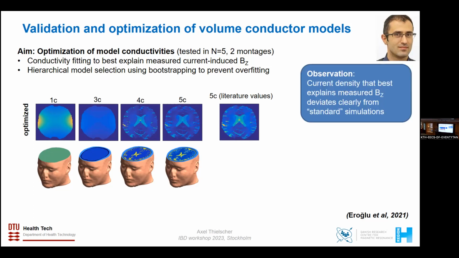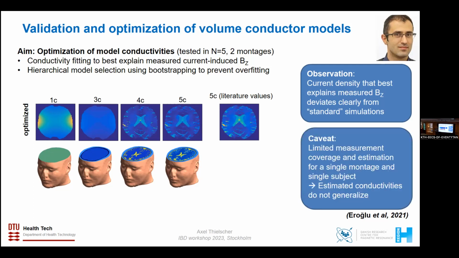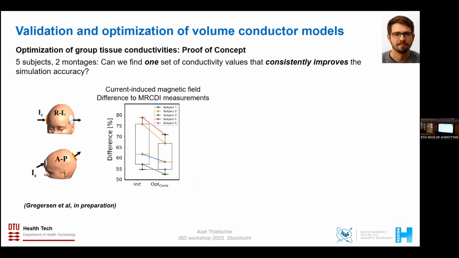Quite interesting, but it has a big caveat, namely that it's really maximal overfitting what we did here. We acquired one slice with one current electrode montage, and we optimized the conductivities. And I'm pretty sure that indeed the current flow which we estimated here is closer to the ground truth than this one for this particular montage, for this subject, for this measurement position. But we have no clue how well it generalizes. So this is only the starting point, or has to be the starting point.